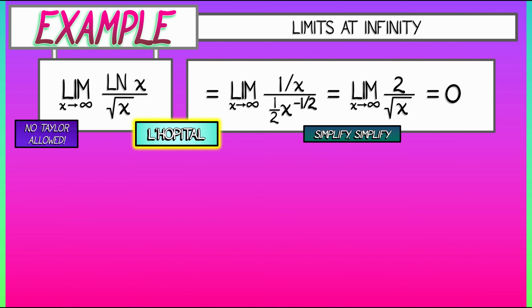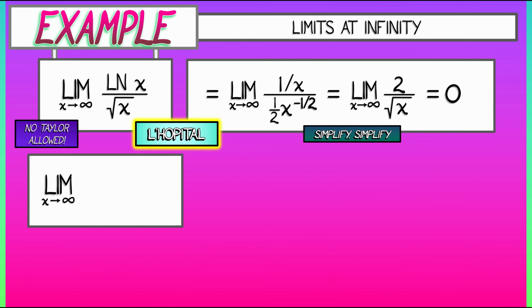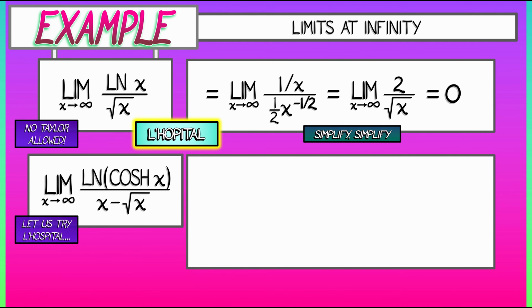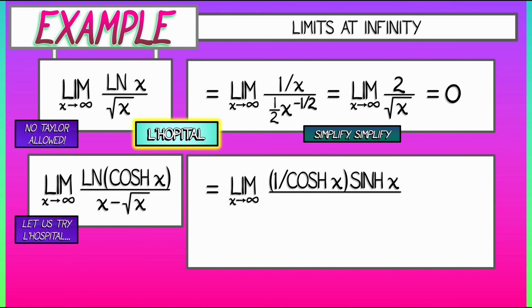Great. What about a more complicated example? Consider the limit as x goes to infinity of natural log of hyperbolic cosine of x, all divided by x minus square root of x. Okay, let's try using L'Hopital's rule. We have the limit as x goes to infinity of what? Taking the derivative of the numerator, I get 1 over cosh of x times the derivative of cosh, which is, as you recall, sinh. In the denominator, I have the derivative of x, that's 1, and then minus the derivative of square root of x, 1/2 x to the negative 1/2.